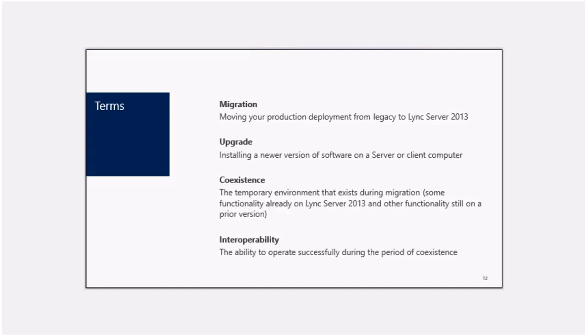In a coexistence, this is where we may have Lync 2013 running, but we also have other environments running on a prior version, either OCS 2007 R2 or Lync 2010. Finally, interoperability. This is making sure that as we're deploying Lync 2013, that we're able to do it successfully and everything works and talks together during that coexistence. And that was one of the key tenets of the migration process, is you want to make sure no matter where your user is in the environment, that you're able to operate successfully and they're able to get all of their work done.